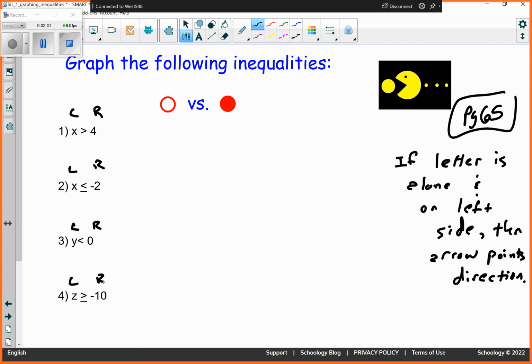So when I say the left side, the greater than or less than sign acts kind of like an equal sign. Okay? So it says we want to graph the following inequalities. And it looks like we have an open circle and we have a solid circle. Open circle versus solid circle.